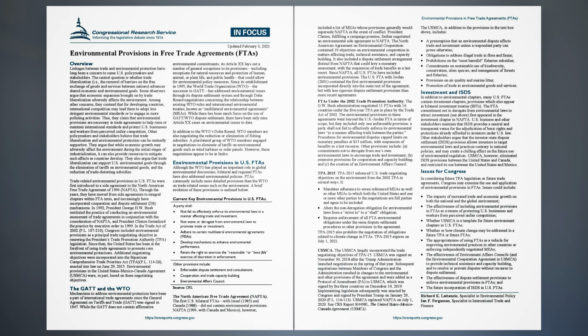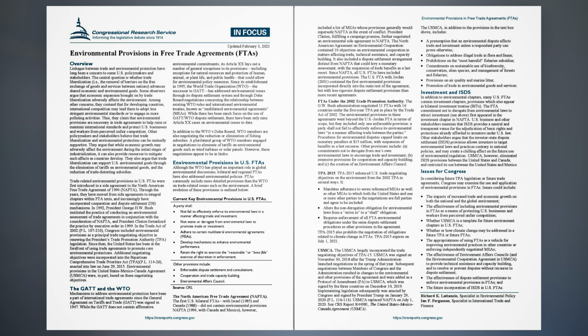USMCA. The USMCA largely incorporated the trade negotiating objectives of TPA 2015. USMCA was signed on November 30, 2018, after the Trump administration launched negotiations in the spring of that year. Subsequent negotiations between members of Congress and the administration resulted in changes to the environmental and other provisions of the agreement, which were added as a Protocol of Amendment (PA) to USMCA, signed by the 3 countries on December 10, 2019. Implementing legislation subsequently was enacted by Congress and signed by President Trump on January 29, 2020, P.L. 116-113. USMCA replaced NAFTA on July 1, 2020.